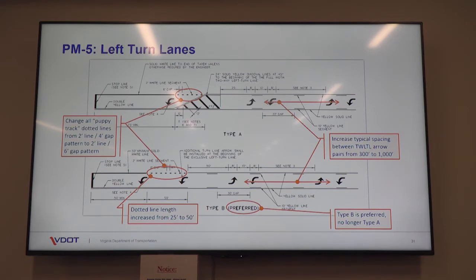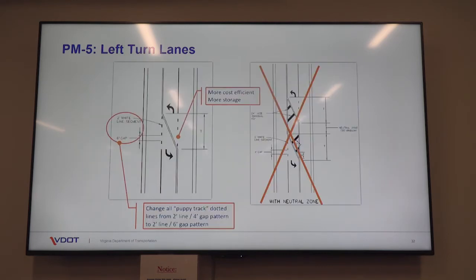As I mentioned, there's rarely ever a reason to have the neutral zone. That's why VDOT tends not to use the type A. It's costlier, you have to throw in hatch markings, use a different type of material perhaps. And also, from an operation standpoint, you now have less room for vehicles to stack. So that's why the type B tends to get used.